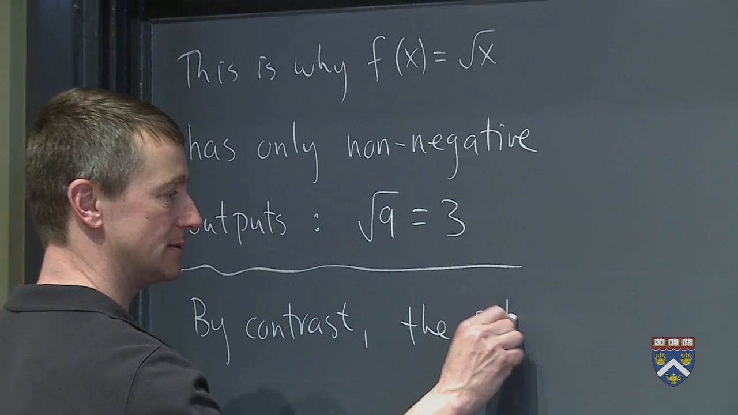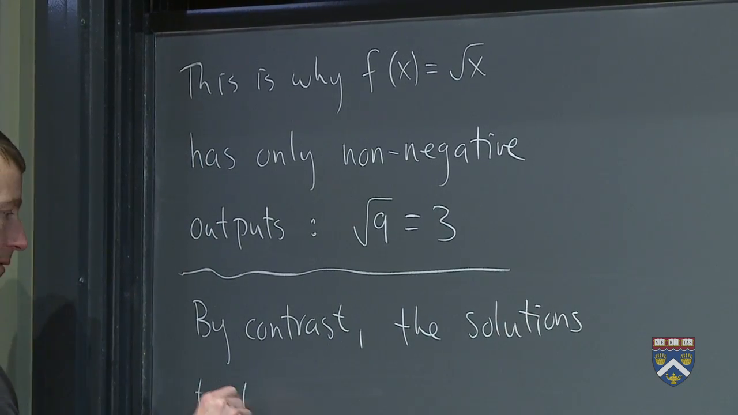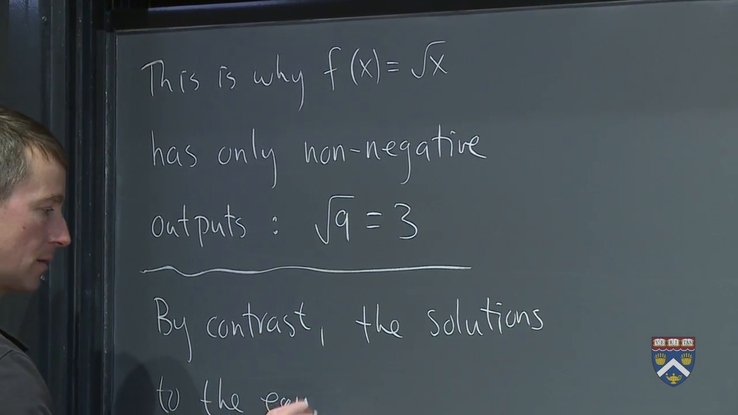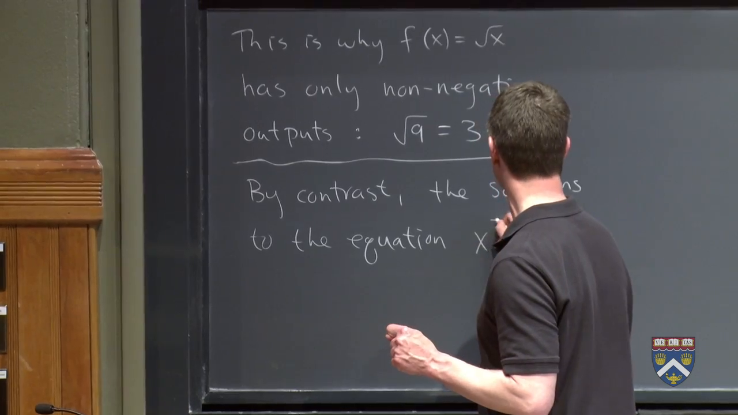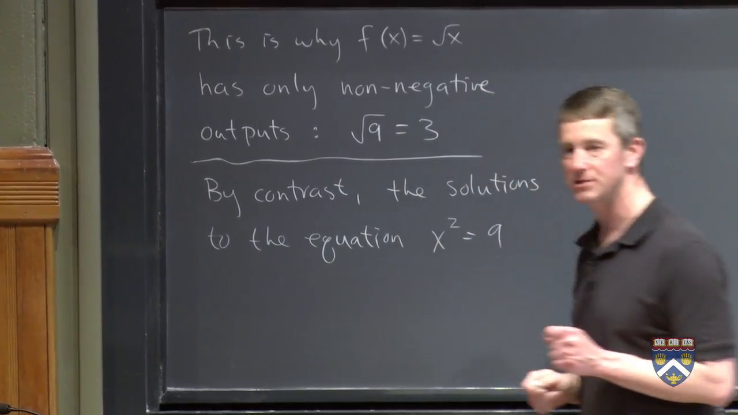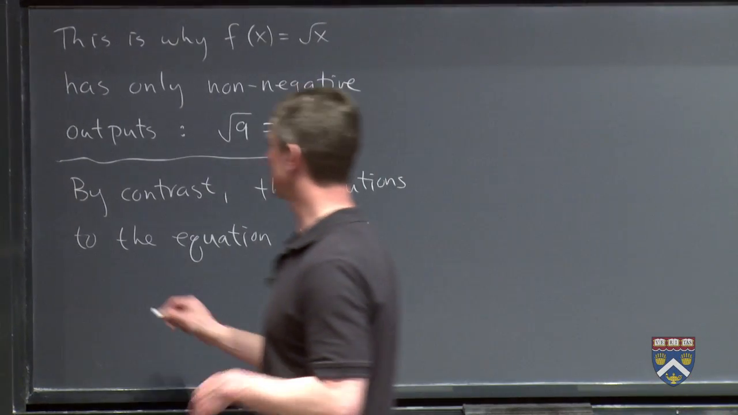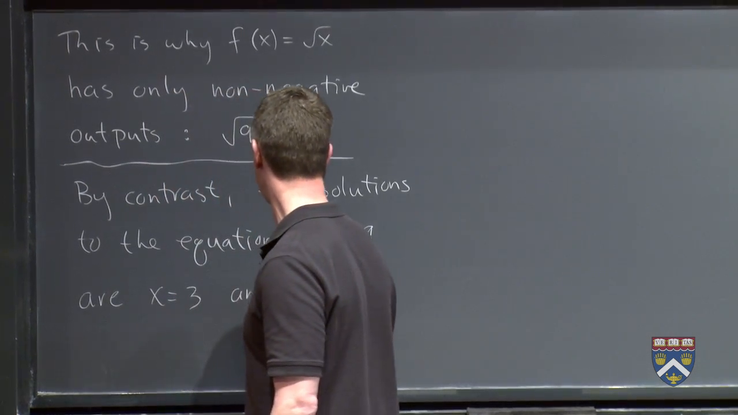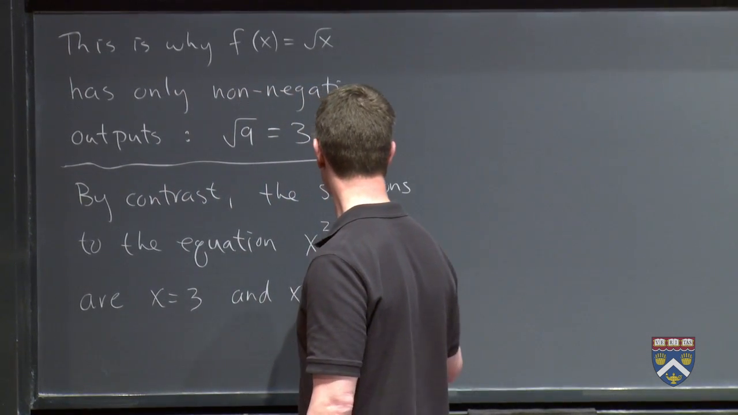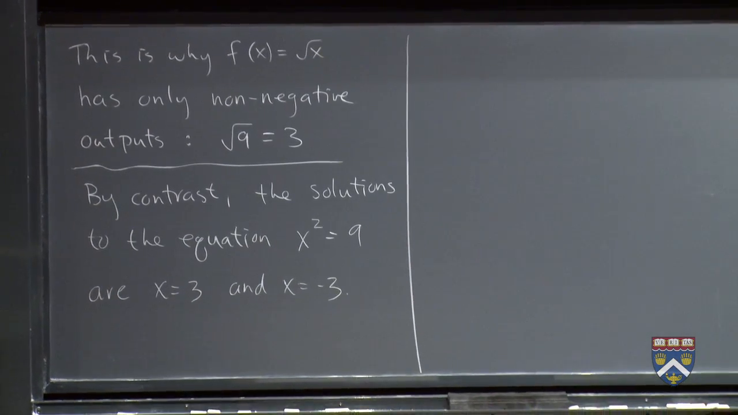The solutions to the equation... see, now I'm not talking anything about functions. I'm just saying I've got an equation x squared equals 9. Find all the x's that make this true. Those are x equals 3 and x equals negative 3. So take a minute to think about that.